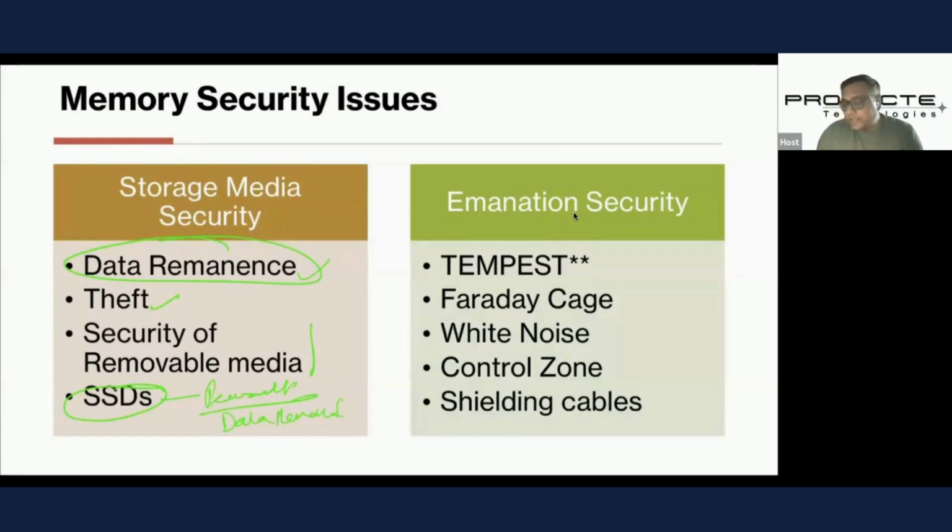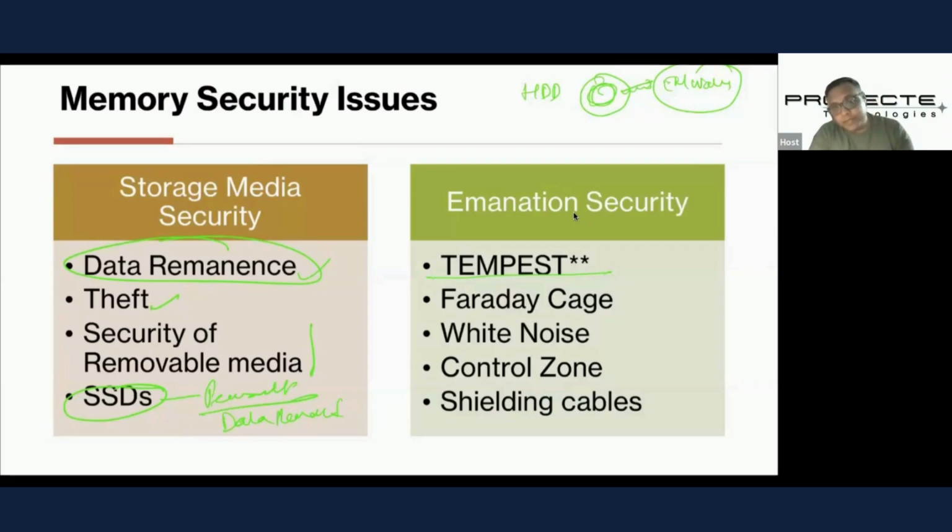HDDs are magnetic devices. There's something moving inside. They have a habit of emanating EM waves, and these EM waves can be caught and translated into information. Such attacks are called tempest attacks, wherein you put sensory devices to catch what is happening inside the hard disk of the system, or the kind of electronic emanation. When I'm typing on a keyboard, it is generating some kind of EM signals, and if somebody is trying to catch those signals, such attacks are called tempest attacks.